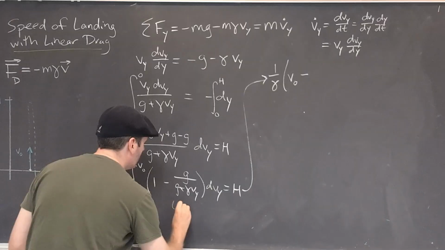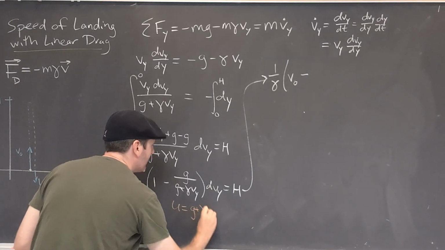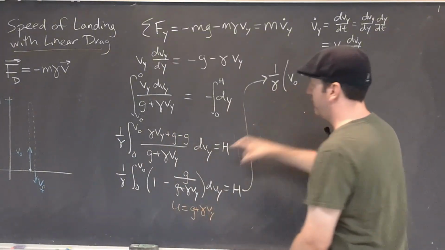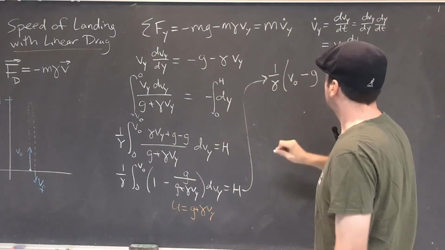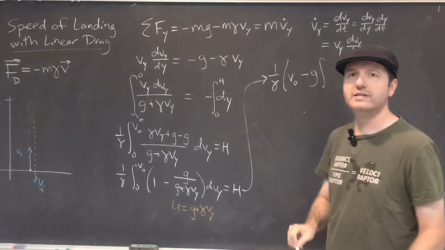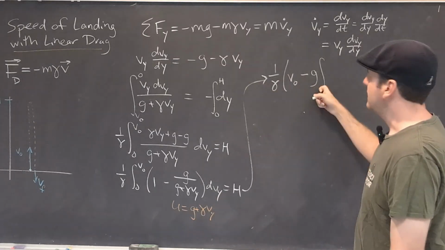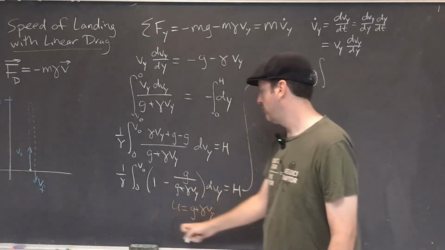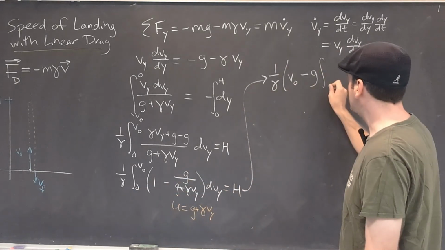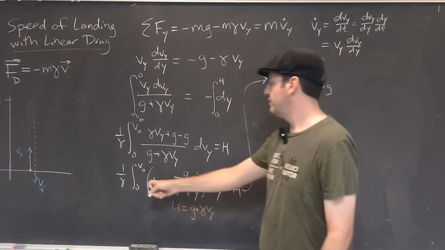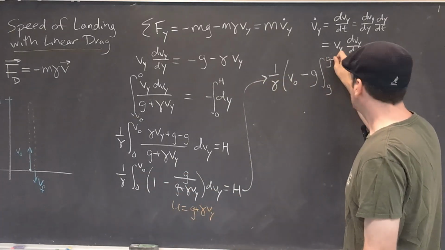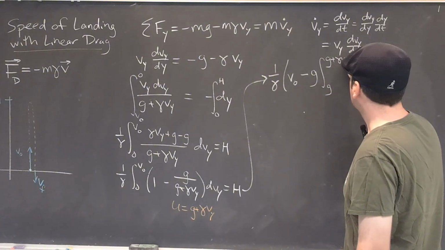I'll just let u equal g plus gamma vy. So I can pull out the g that's on top. That's a constant. I'll go ahead and write this in one additional step. The integral is now going to go from v equals 0, but that's actually u equals g, up to v equals v naught, but that's actually u equals g plus gamma v naught.